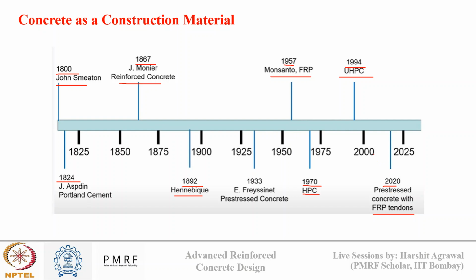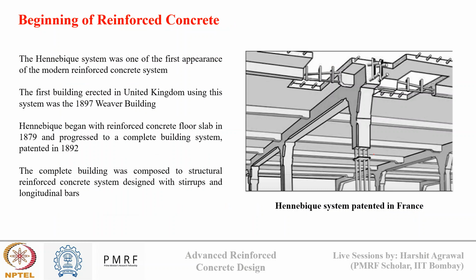However, if we specifically look at reinforced concrete, the Hennebique system was one of the first appearances of a modern reinforced concrete system. The first building was erected in the United Kingdom using this system, and it was the Weaver Building in 1897. He began with a reinforced concrete floor slab in 1897, and he progressed to a complete building system which was patented in 1892.